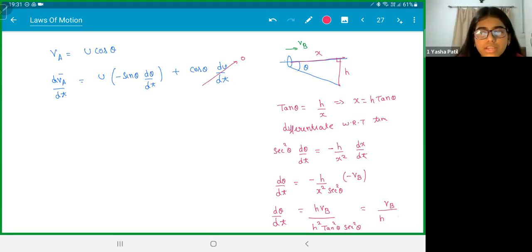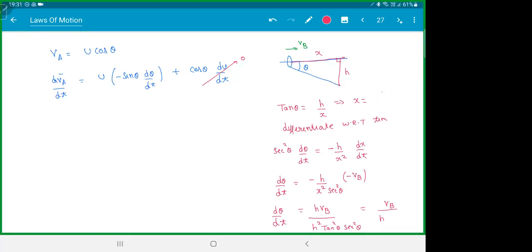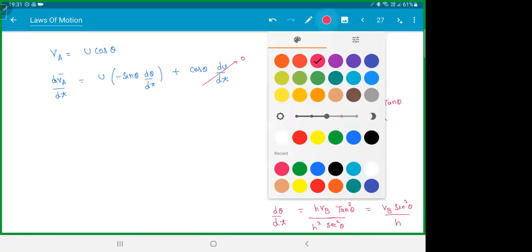Sir, the x will be h by tan theta. Yes. Then tan square theta by sec square theta. So that would be vb sine square theta by h. That is your d theta by dt.